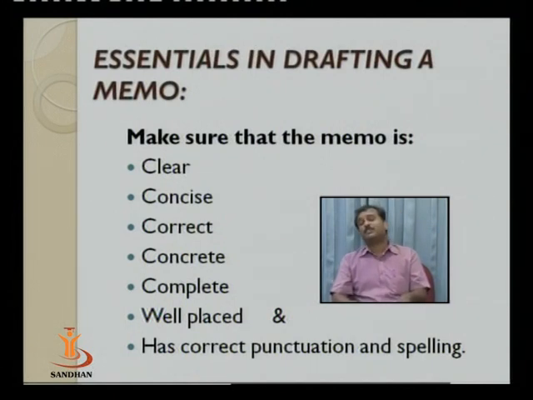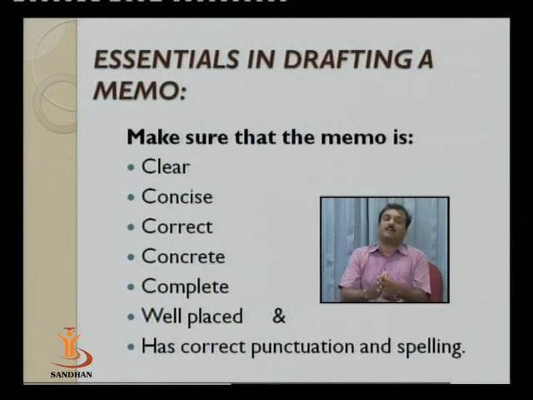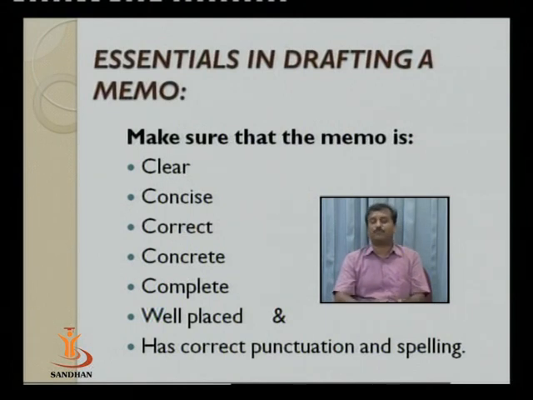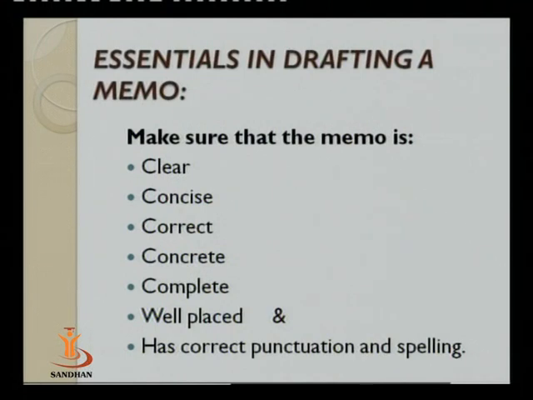That means a student should be well aware of the utility of punctuation, how to use it, where to use it, and what sort of punctuation has to be used at which point. That has to be very, very clear in the mind of the student.